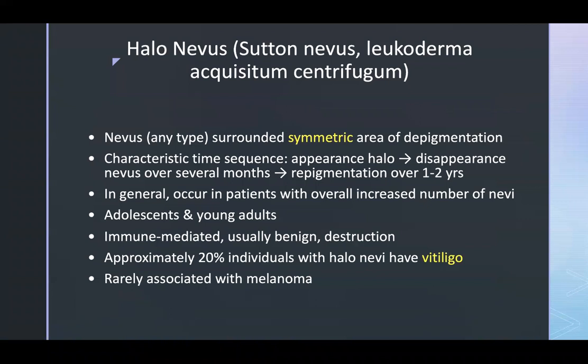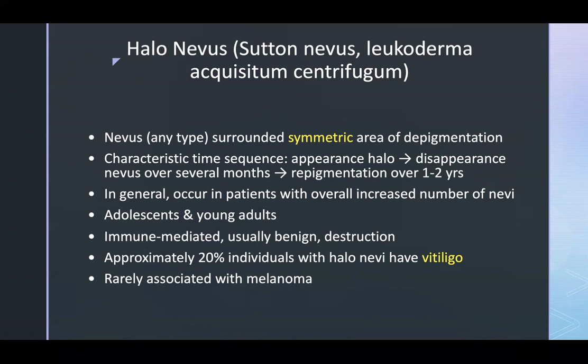A halo nevus is one of those recognition diagnoses. So you can see clinically there's a halo around the nevus, and then on pathology, it looks like an abundant lymphocytic population that's obscuring the nevus population. Halo nevi are also known as Sutton nevi or leukoderma acquisitum centrifugum. Any type of nevus can be surrounded by a symmetric area of depigmentation, and that's what characterizes the halo nevus.